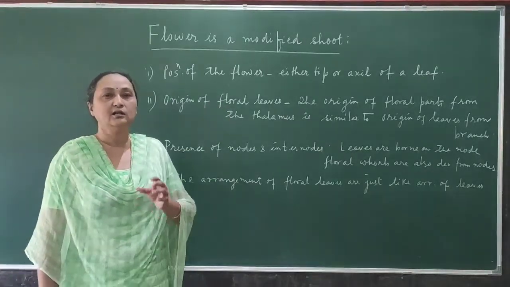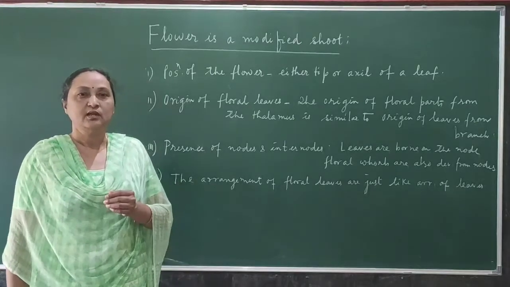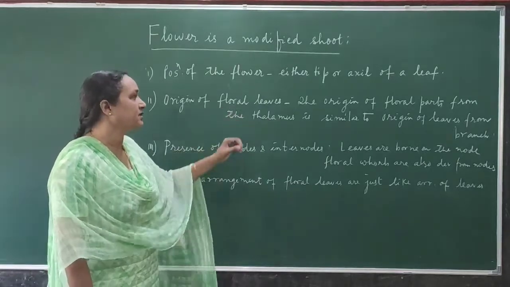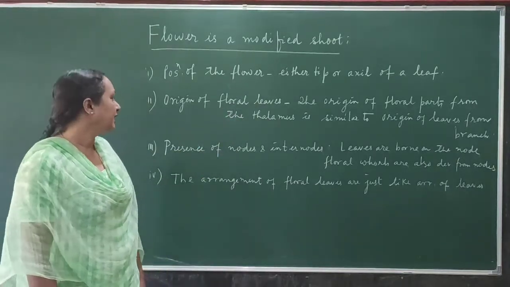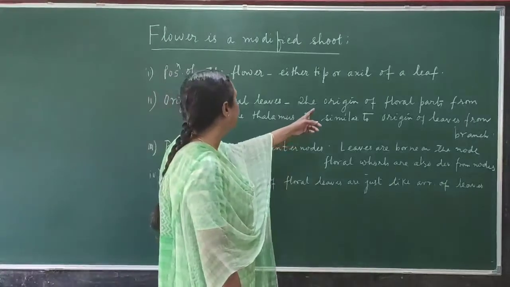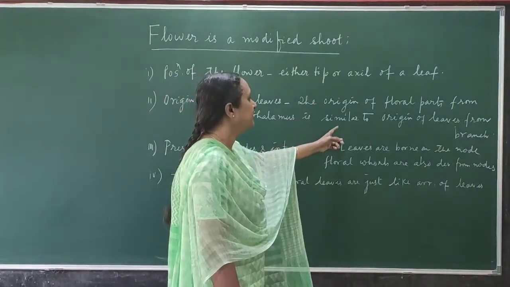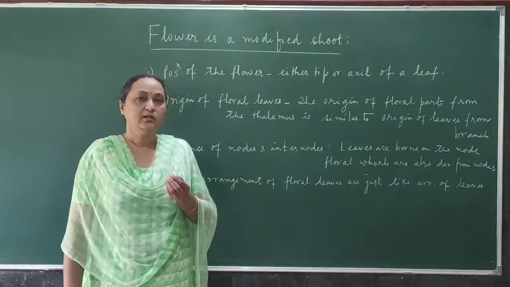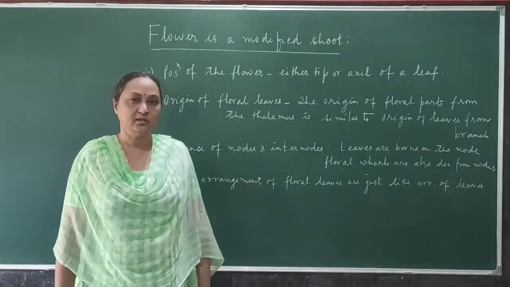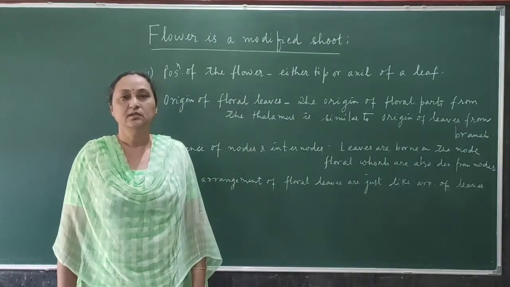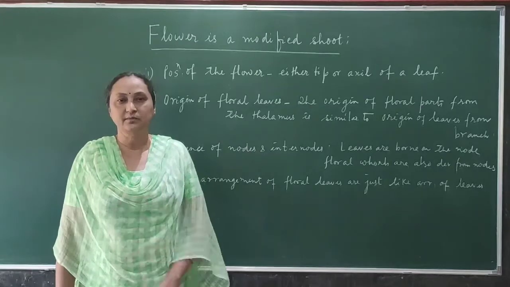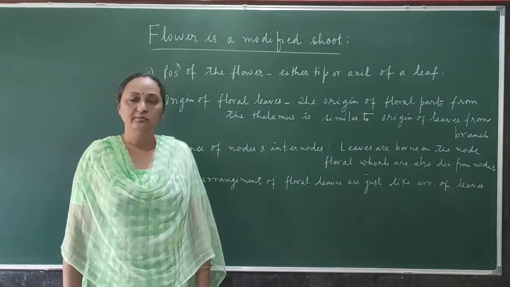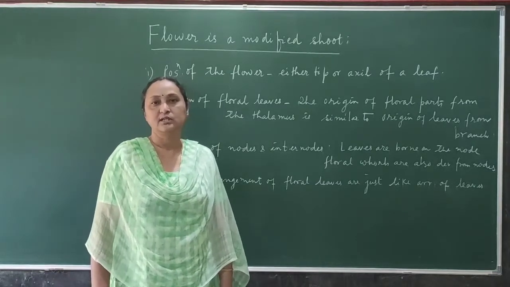Floral leaves are comparable to general leaves. As the normal leaves develop on the stem, similarly the floral leaves also develop on the thalamus. And the origin of the floral leaf from the thalamus is similar to the origin of leaves from a branch. When a leaf is developing, first one small bud develops, which is called the leaf primordium. Then from the leaf primordium, the leaf develops. Similarly, when a flower is developing, there is development of a floral primordium, and from the floral primordium, the flower develops.